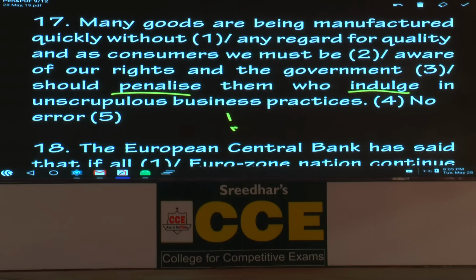Who indulge in, the word indulge always goes with a negative thing. I have told many a time. Don't indulge in bad habits. Don't indulge in nefarious activities. Don't indulge in alcohol. All negative. So unscrupulous business practices. Now where is the error? You got to be very careful. If you don't read meticulously, you cannot spot the error. Tell me which part has an error.